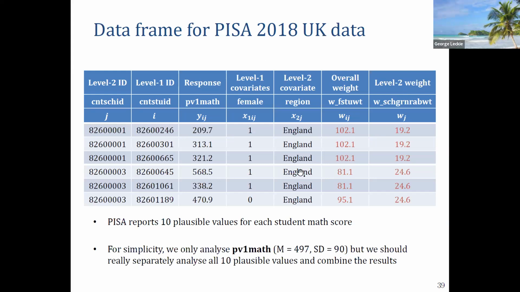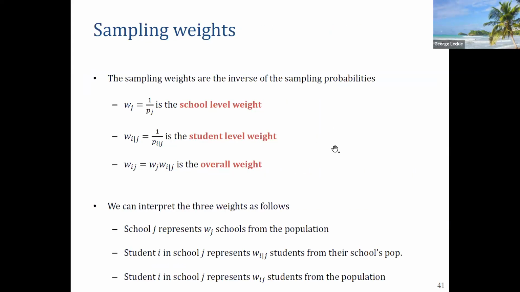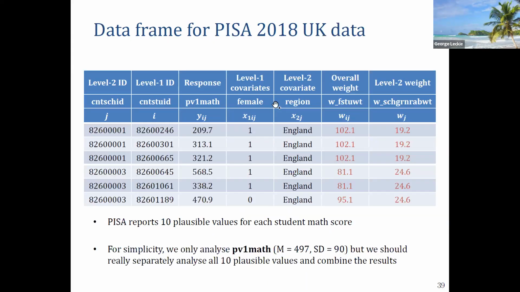Right, okay. So the nice thing is that these weights have substantive interpretations. If I go back, what we say here is that this school, and I've only shown you 3 kids from it, represents 19 schools from the UK. So 1 school in the sample is representing 19 from the population. The next school represents 24.6 schools from the population.